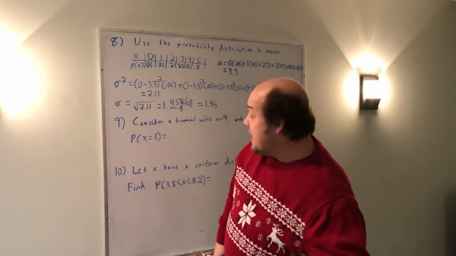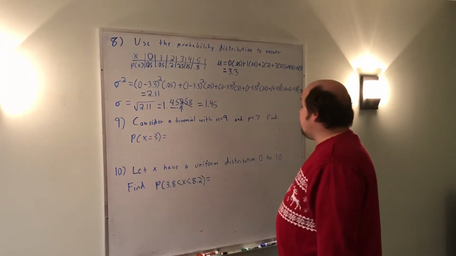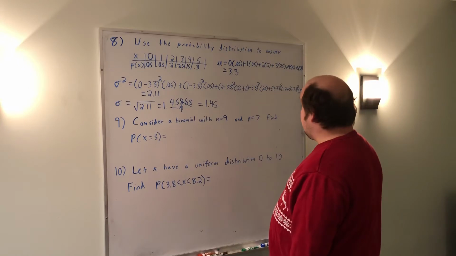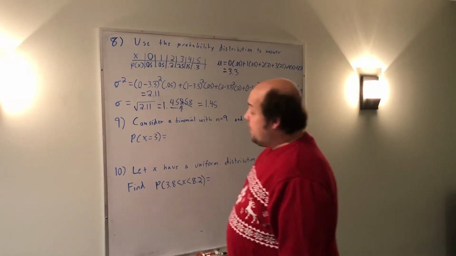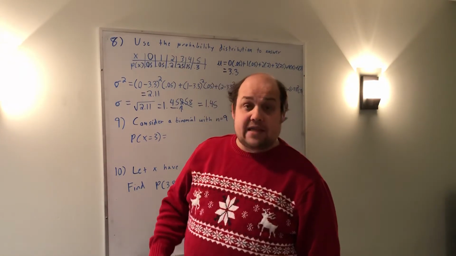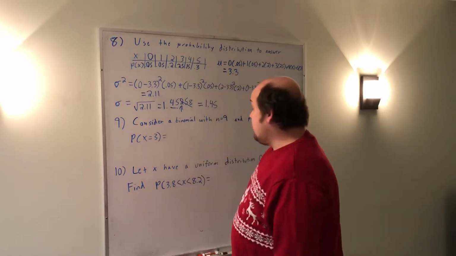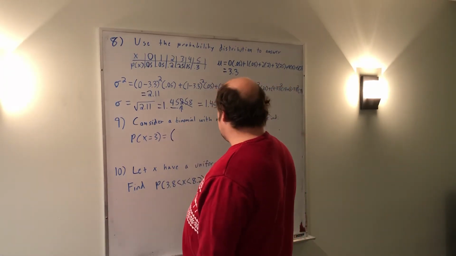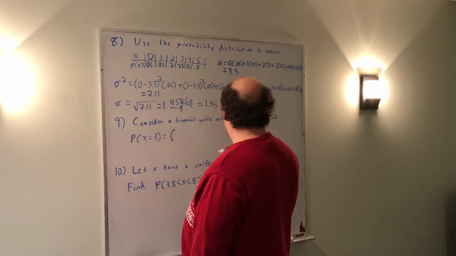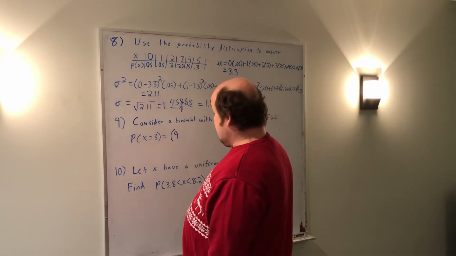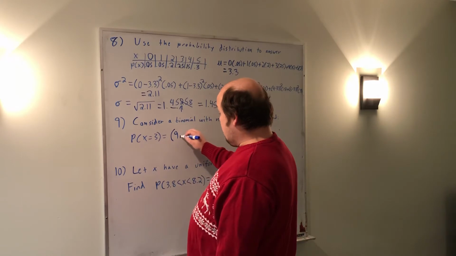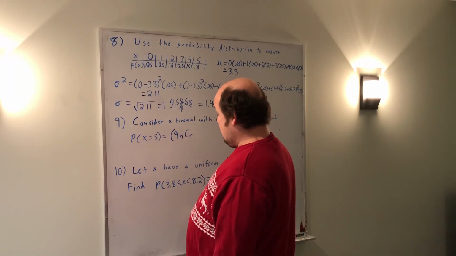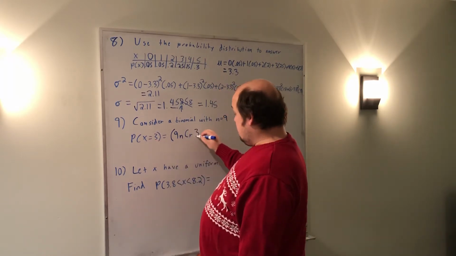For number 9, it asks me to consider a binomial random variable with n equals 9 and p equals 0.7. I want to find the probability that x equals exactly 3. So this is going to require me to use the binomial formula. It always starts off with an NCR. Here, 9 is the n, so I write a 9 first, then I press the NCR key, and then I put in x, in this case 3.